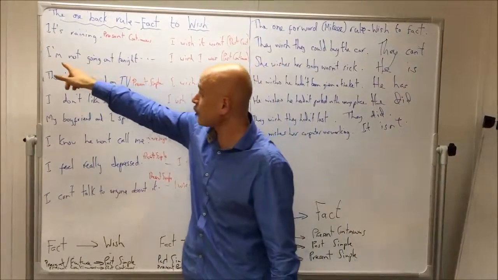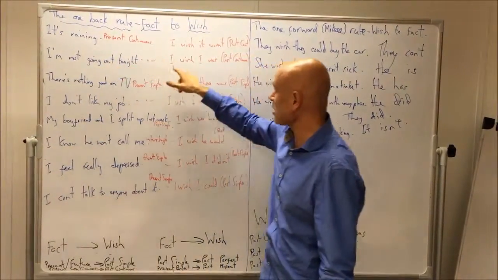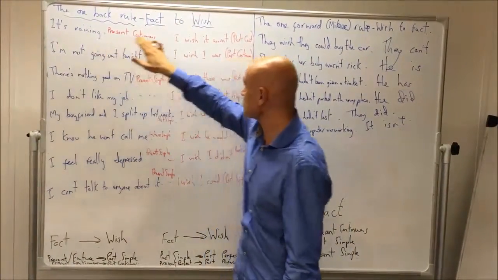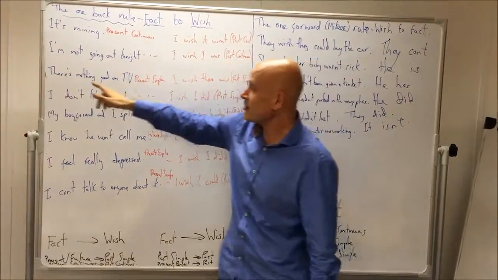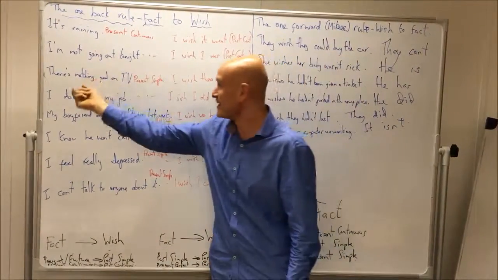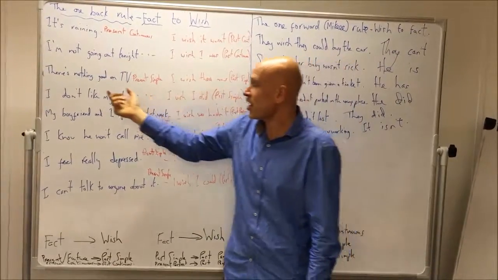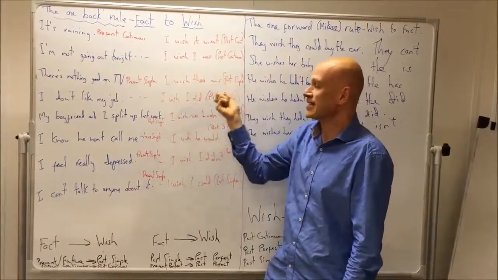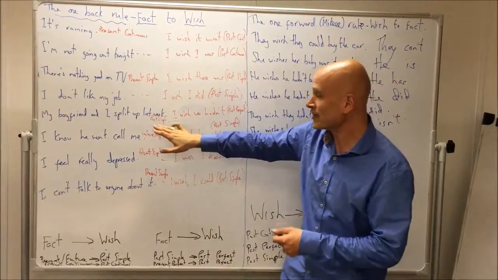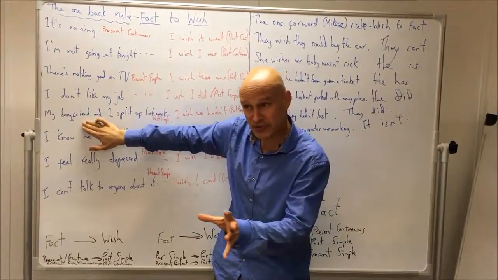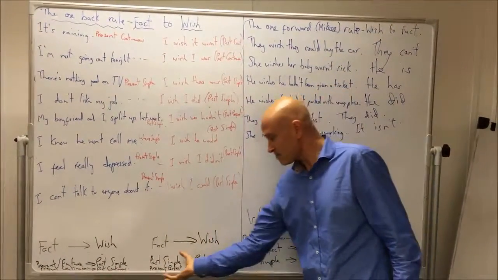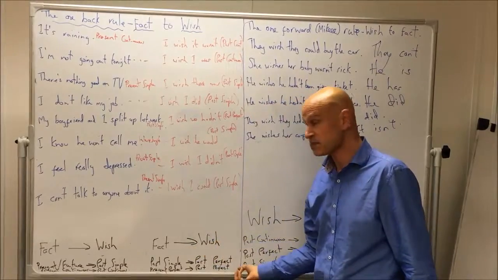So here we've got I am not going out tonight, I wish I was. Okay? Present continuous to past continuous. There is nothing good on TV, I wish there was. There is goes to was. I don't like my job, I wish I did. Present simple to past simple. And then when we get to past simple sentences, we go from the past simple to past perfect, or the present perfect to the past perfect as well.